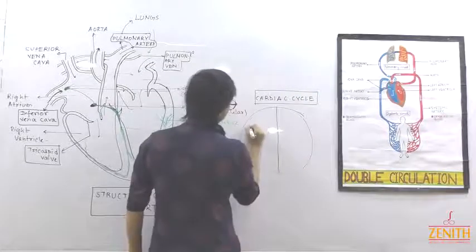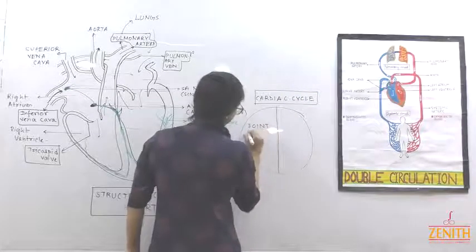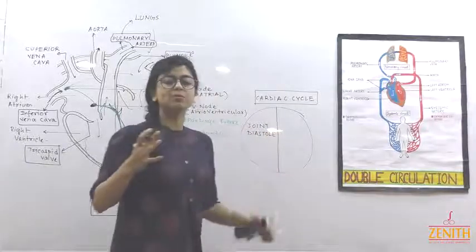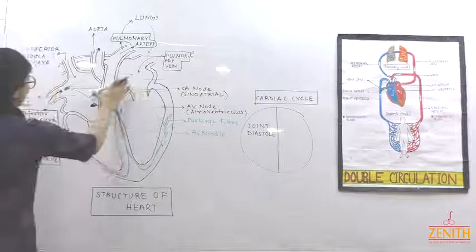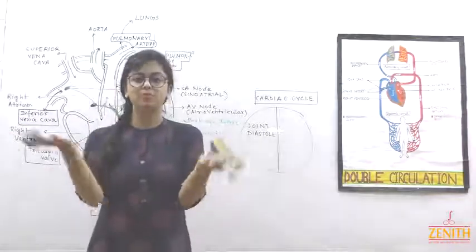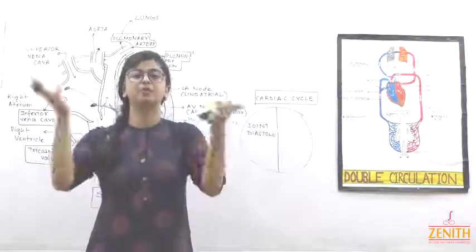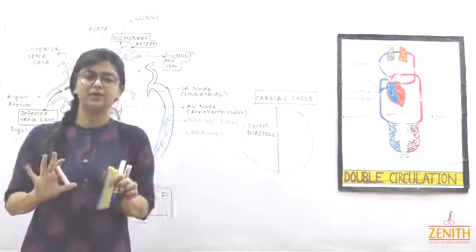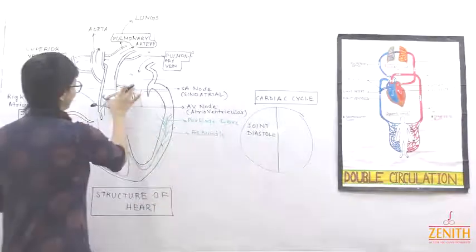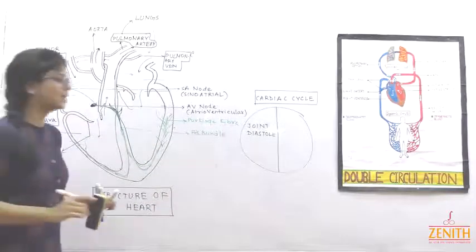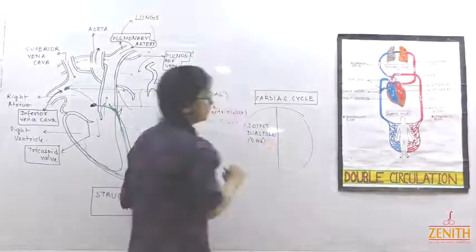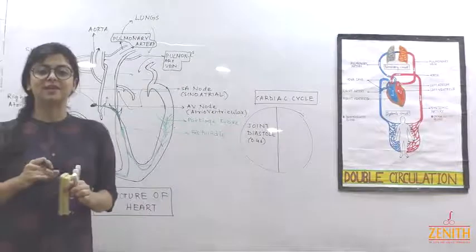The first is the joint diastole. The joint diastole means when both the atriums and the ventricles are in diastole mode, they are in expanding mode, taking blood from the different parts of the body. So that is the joint diastole. That means the diastole of both the atria and both the ventricles. And it takes 0.4 seconds of time.